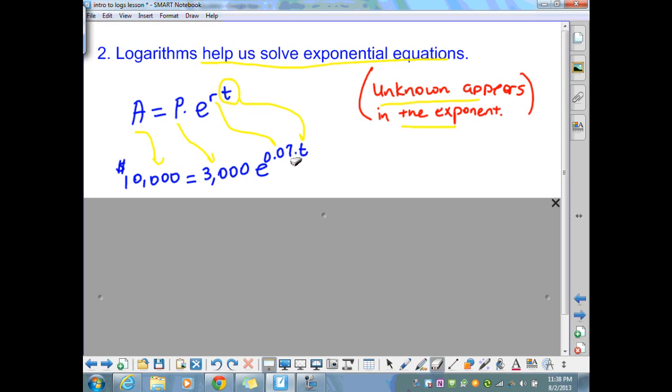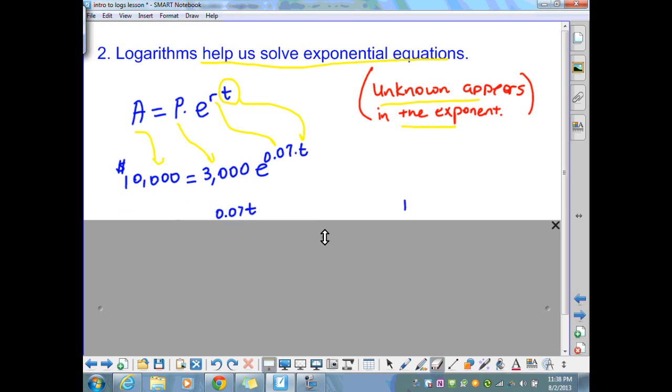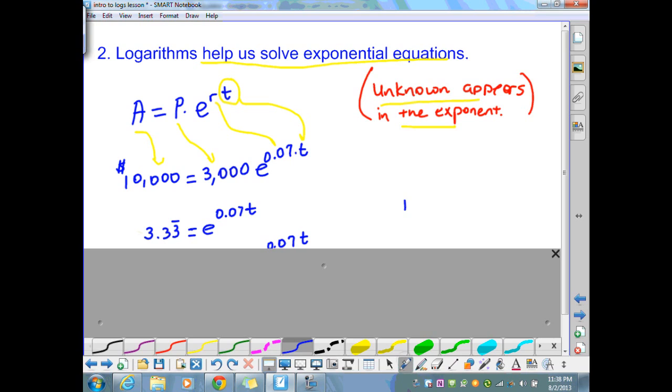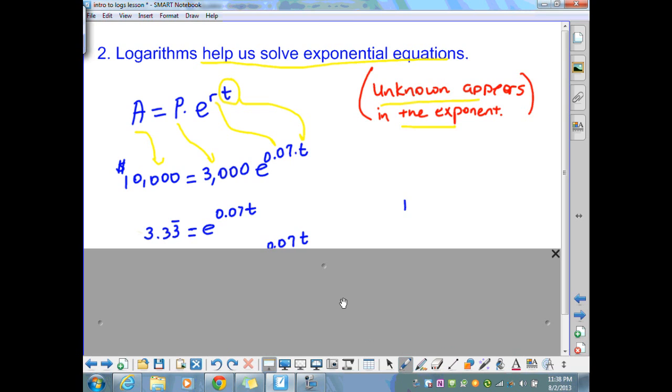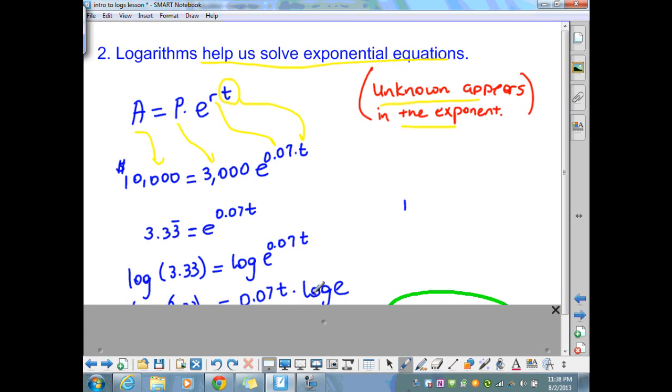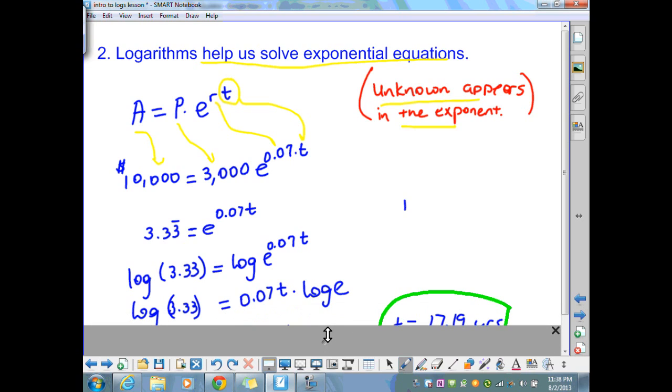To solve this equation, we would normally begin by dividing both sides by 3,000. So 10,000 over 3,000 is the value that we got there. And then you would apply log to both sides. Ordinarily, you would apply natural log, which is base e, but for the purpose of this lesson, we're only dealing with base 10, so I don't want to complicate matters. I'm using base 10. So here we have log of 3.33 equals log of the right-hand side. And log of 3.33 is a number you can obtain from the calculator. This side you can simplify based on the third property. This power can come to the front as 0.07t.